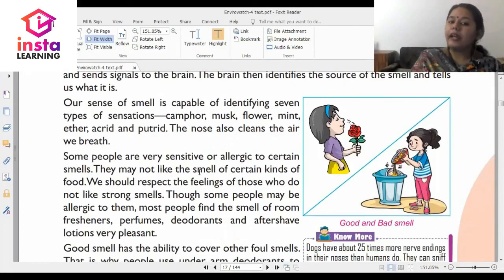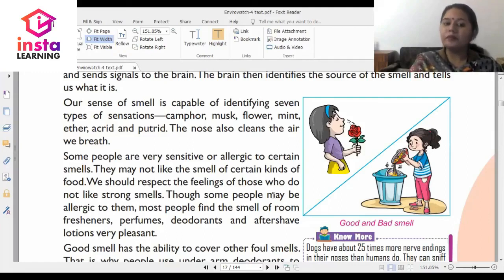They may not like the smell of certain kinds of food. For example, some people do not like the smell of egg. They feel like vomiting the moment someone is making an omelette. So you'll see a lot of people saying, "Oh my God, this smell of egg." We should respect the feelings of those who do not like strong smells.